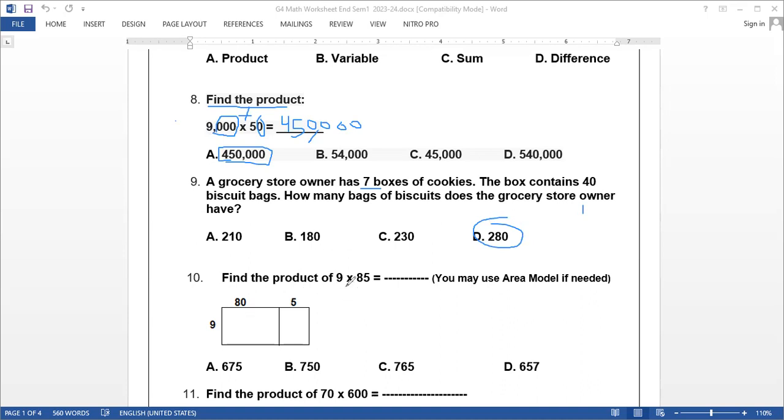Find the product of 9 multiply 85. You may use area model if needed. Here, when we multiply 9 by 85, we can use the area model. 9 times 8 equals 72. And we put the 0 here. 9 multiply 5 equals 45. Now we add them, we get 765.